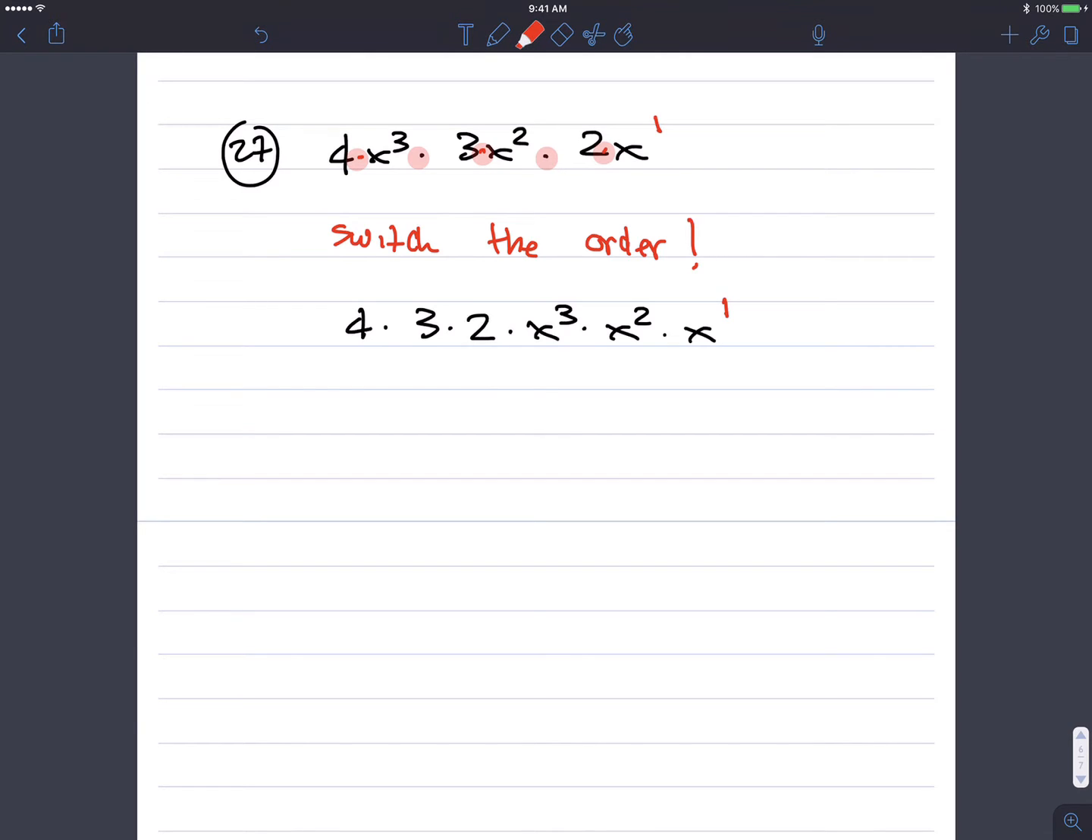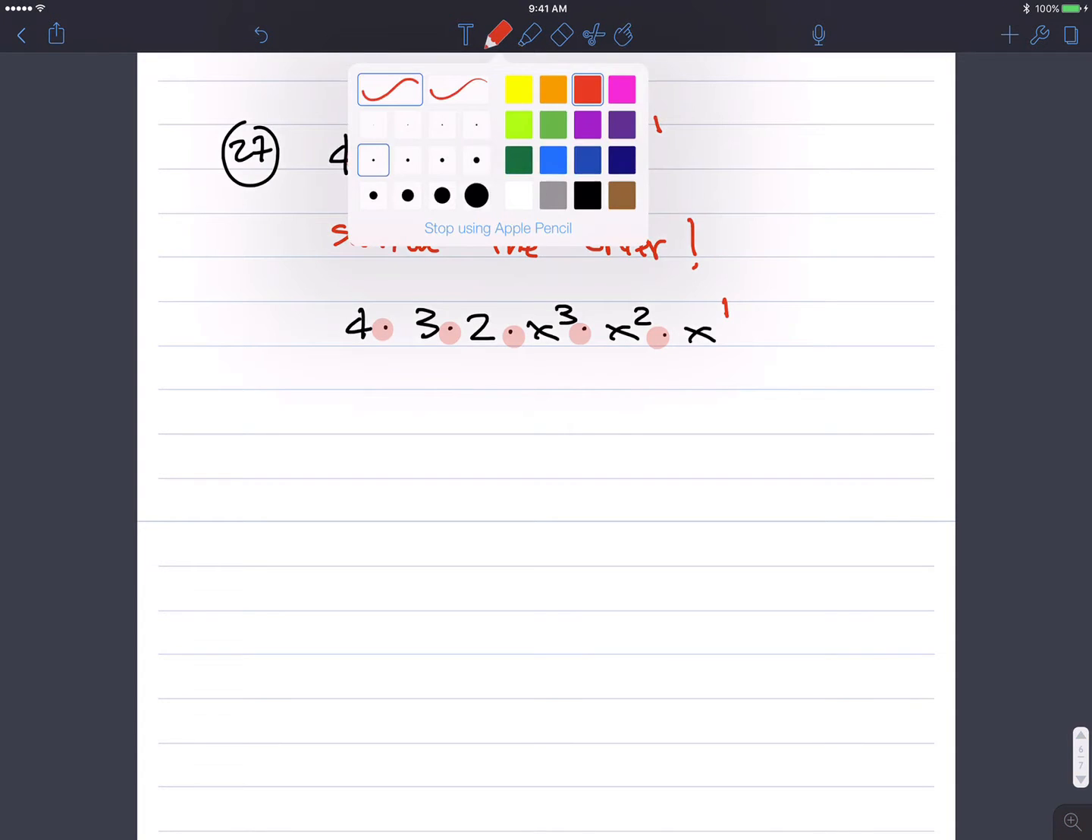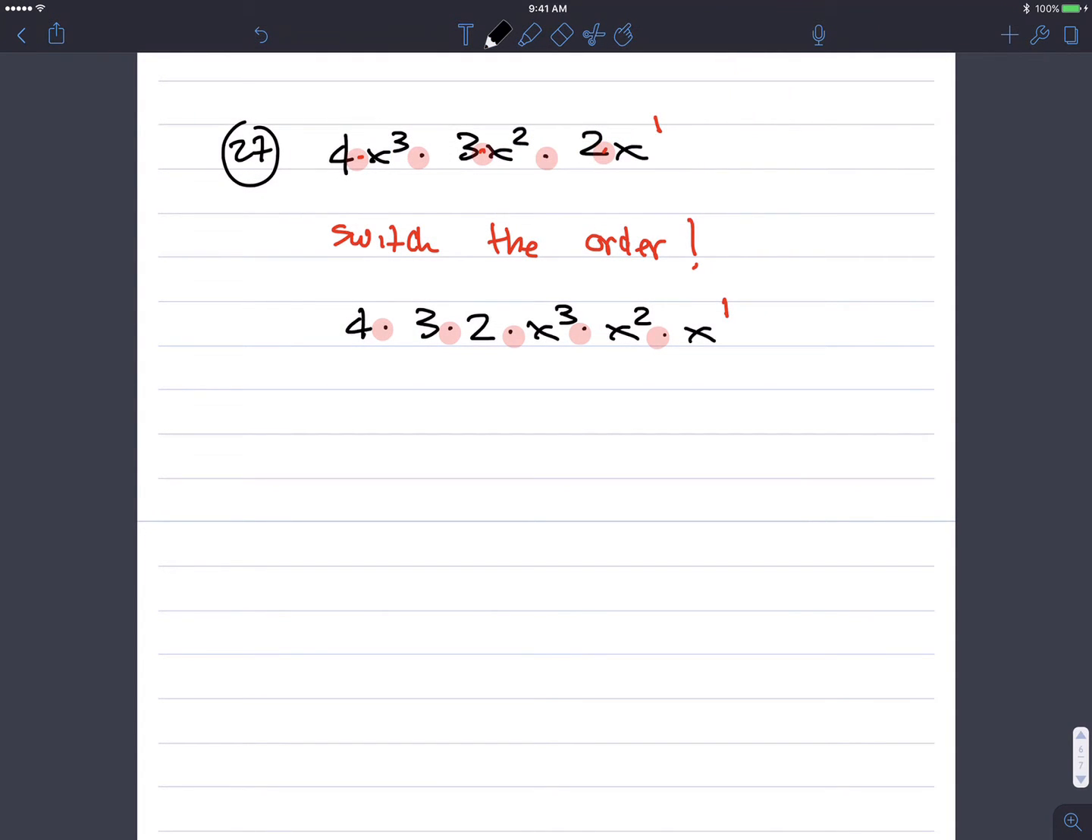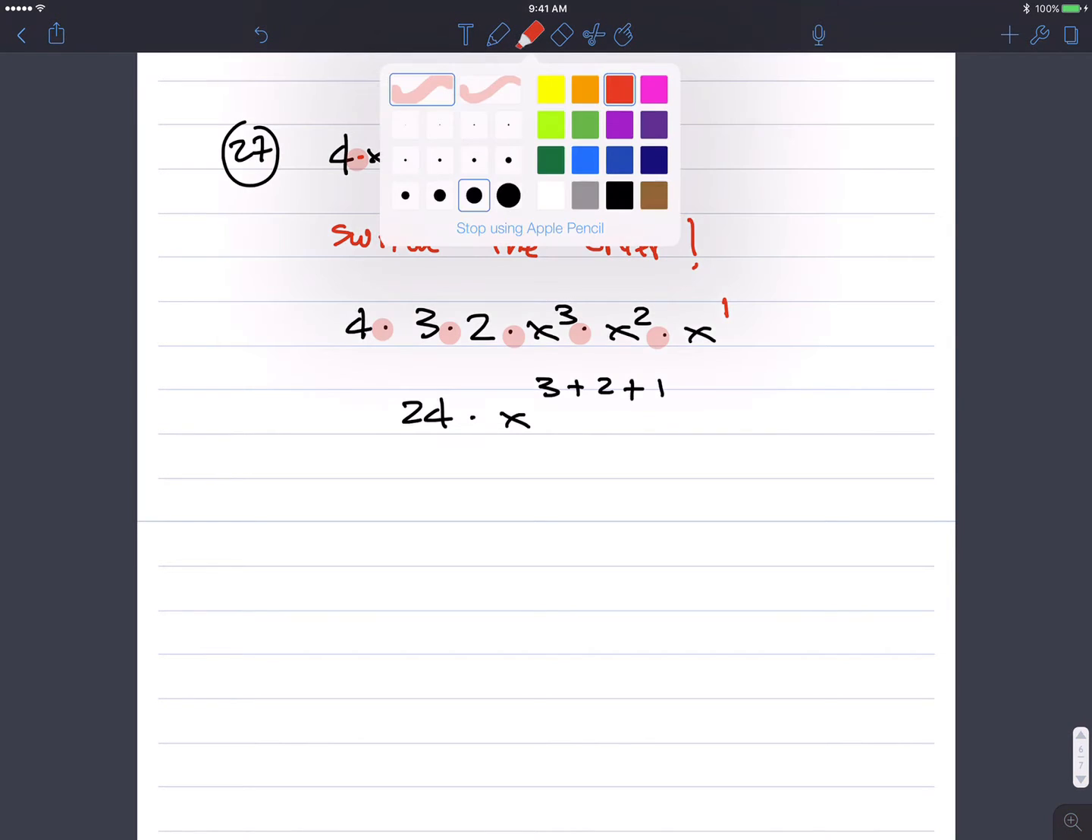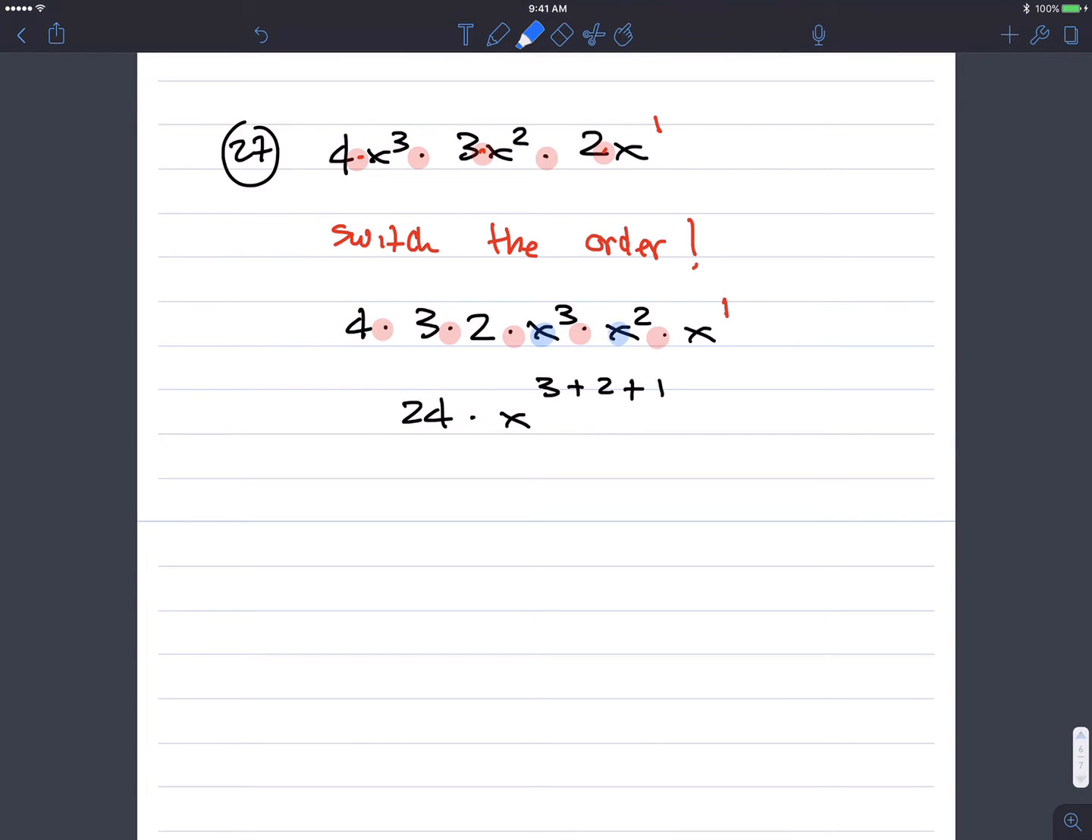So now again, notice you still have that string of multiplication. And now we're going to multiply. 4 times 3 times 2 is actually 24. Now I have the same base, so that allows me to keep my base and add my powers. The base here is x. Same base. 3 plus 2 plus 1. That sum is 6. 24x to the 6th power. And you're done.